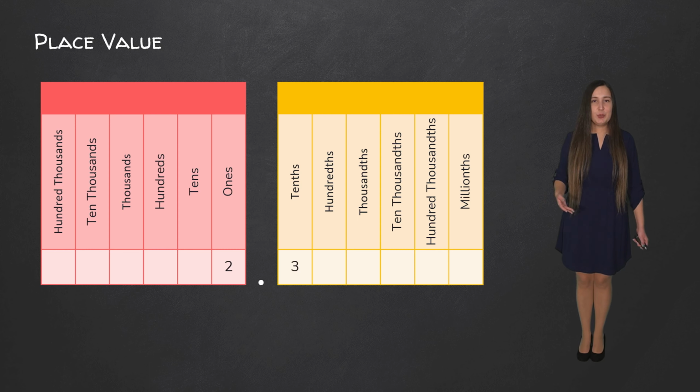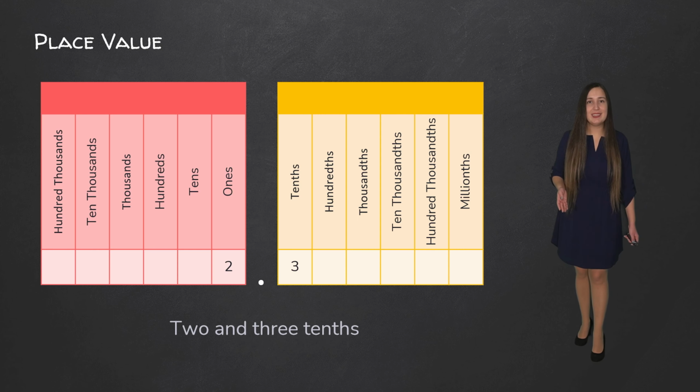So here we have 2.3. And to read this, we're first going to read out the 2. And then when we get to the decimal point, we're going to say "and," then we're going to read out the number in the yellow chart, which is 3, and then look above it and see what place value it's in and read that out. So the 3 is in the tenths place value. So again, we're going to read this out as 2 and 3 tenths, all right? And that's because the 3 is in the tenths place value, all right?